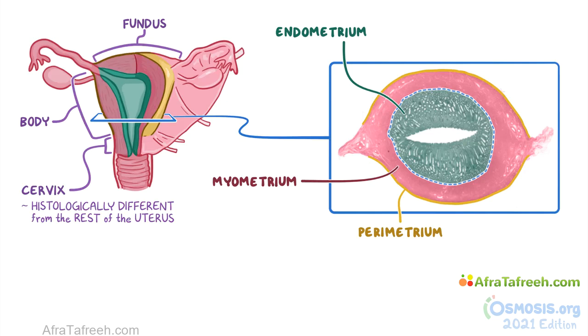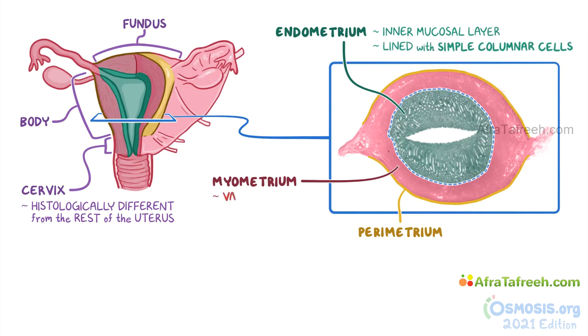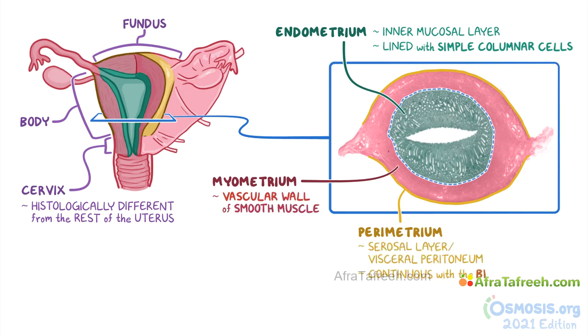The endometrium is the inner mucosal layer that's lined with simple columnar cells. The myometrium is a thick and highly vascular wall of smooth muscle. And the perimetrium consists mostly of a serosal layer or visceral peritoneum that's continuous with the broad ligament, although there are portions of the uterus that are surrounded by an adventitial layer of connective tissue instead.